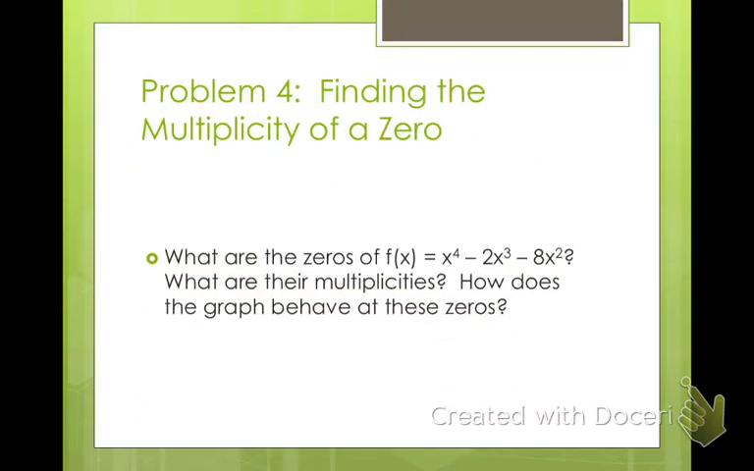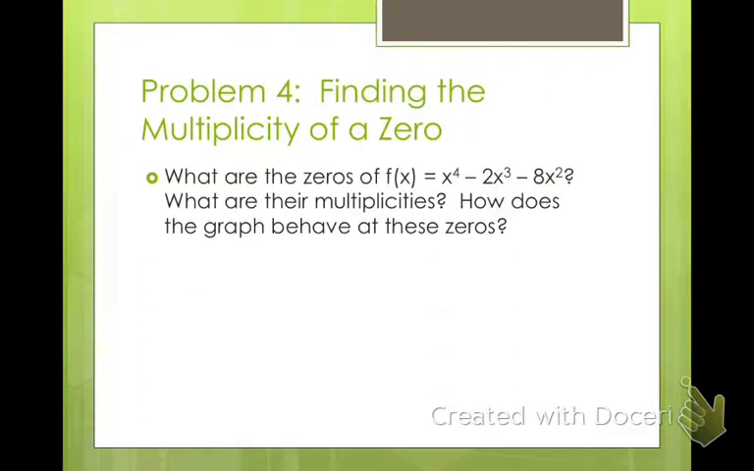Alright, so finding these zeros of multiplicity. So what are the zeros, and then how does the graph behave? So for these, in order to find zeros, what we have to do is we have to factor it first. So is there anything that x to the 4th, 2x cubed, and 8x squared have in common? Well, they all have x squared, so I'm going to take that out first. That gives me x squared times x squared minus 2x minus 8.